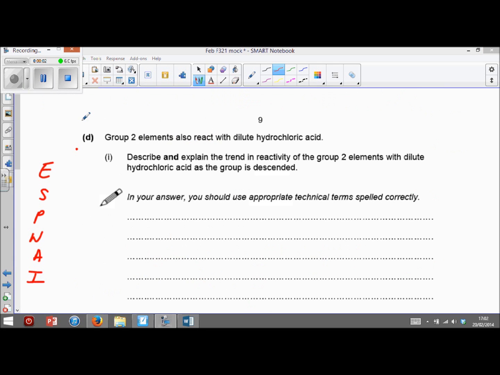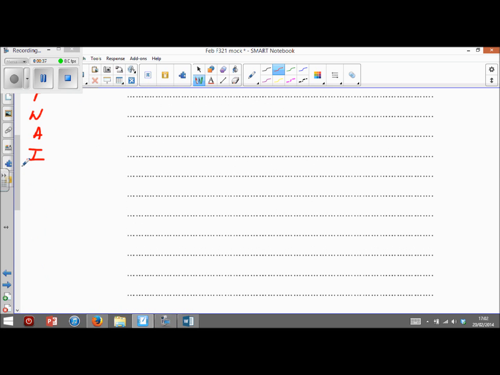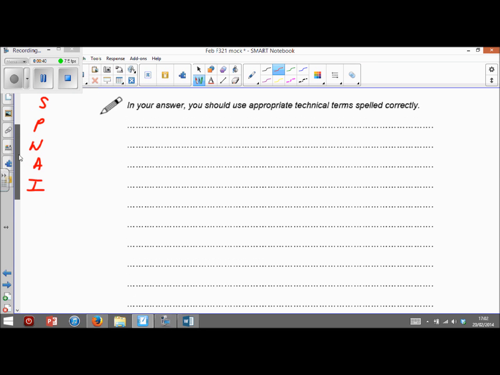So question 4, part D. Group 2 elements also react with dilute hydrochloric acid. Describe and explain the trend in reactivity of group 2 elements with dilute hydrochloric acid as you go down the group. In your answer, you should use appropriate technical terms spelled correctly. So this is just an ESPNAI question. Electron shell, shielding, proton number, nuclear attraction, atomic radius, ionization energy. As long as you've covered those points in your answer, you are going to get the marks. Again, look at that F321 exam technique booklet. It's all outlined for you there.